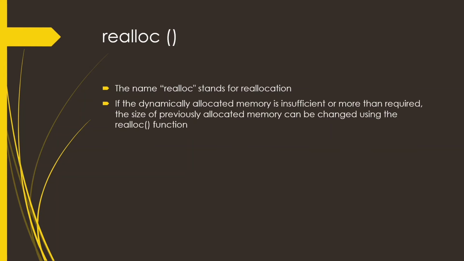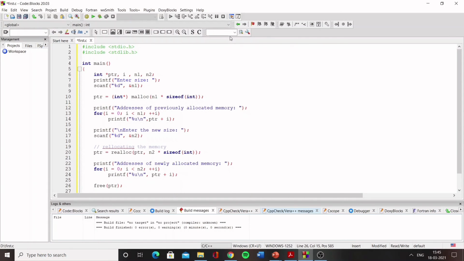Now, the last function that we want to discuss is realloc, which stands for reallocation. If the dynamically allocated memory is insufficient or more than required, the size of the previously allocated memory can be changed using the realloc function. The syntax is ptr equals realloc(ptr, x). Now let us look at an example to understand this better.